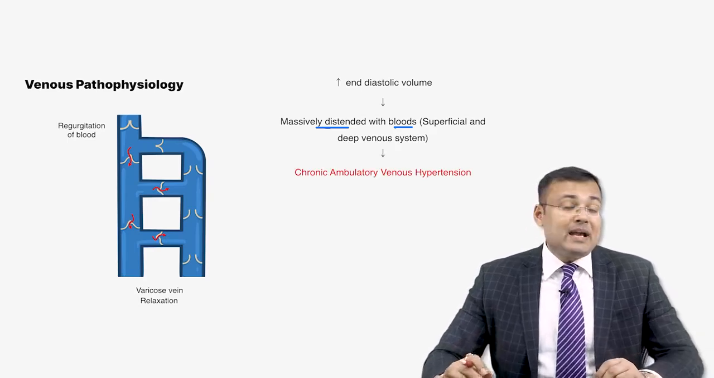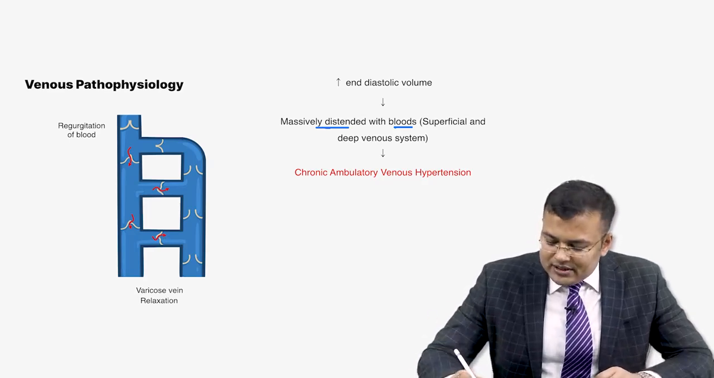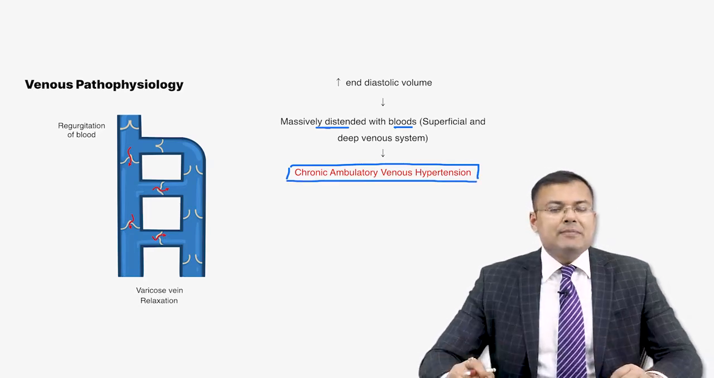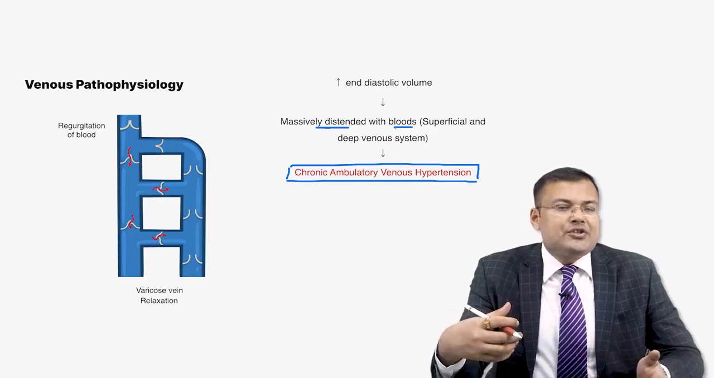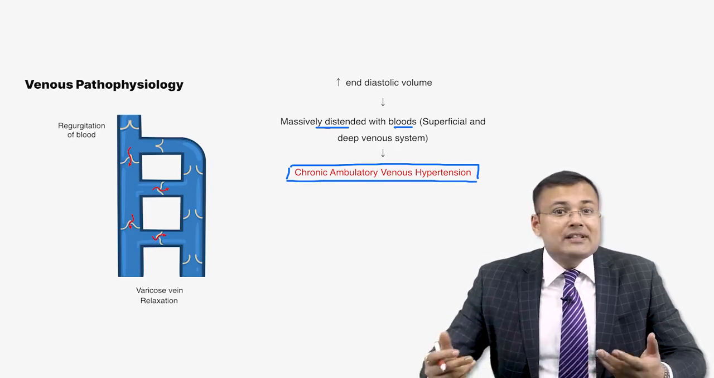And because of that, what will happen? There is increased pressure in the vein. And because of this increased pressure, this phenomenon is known as what? Chronic ambulatory venous hypertension. So most of the complications of varicose vein are because of what? Chronic ambulatory venous hypertension.